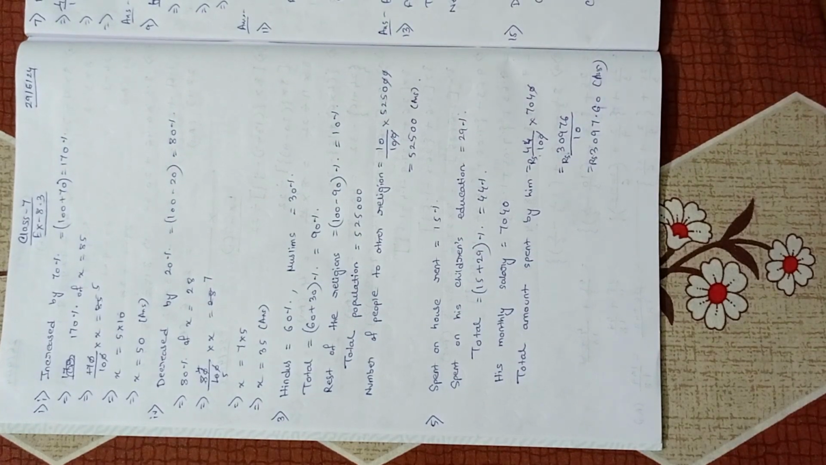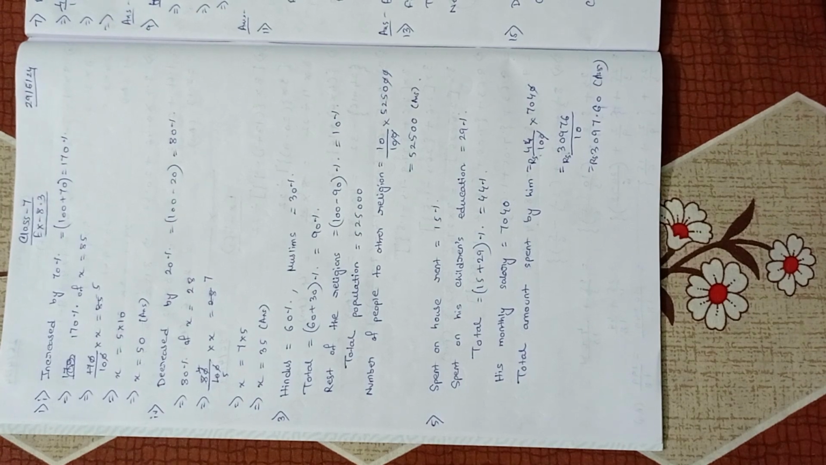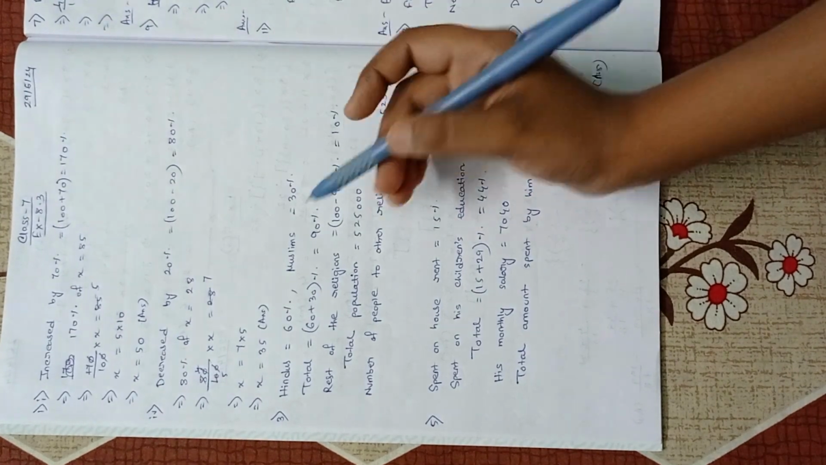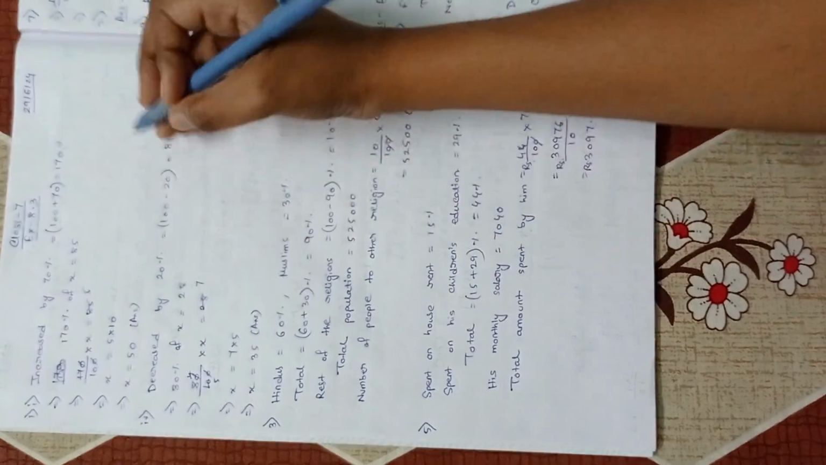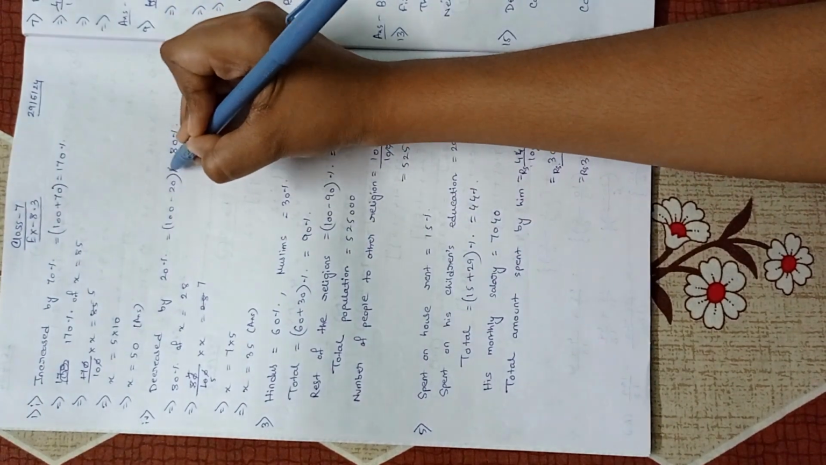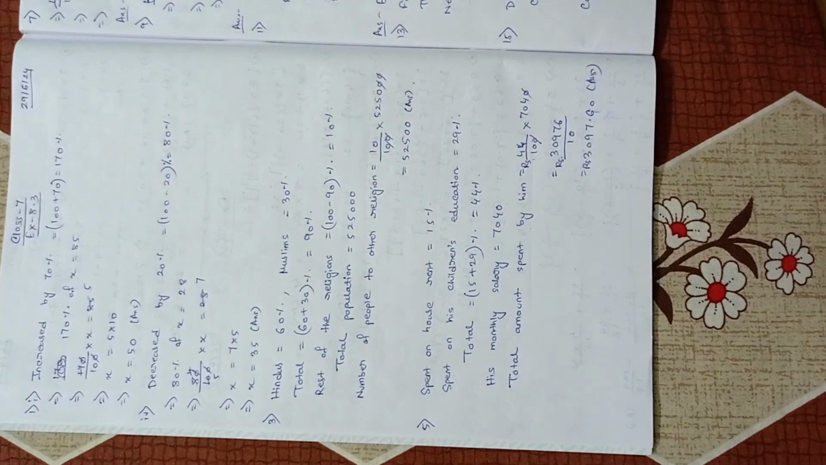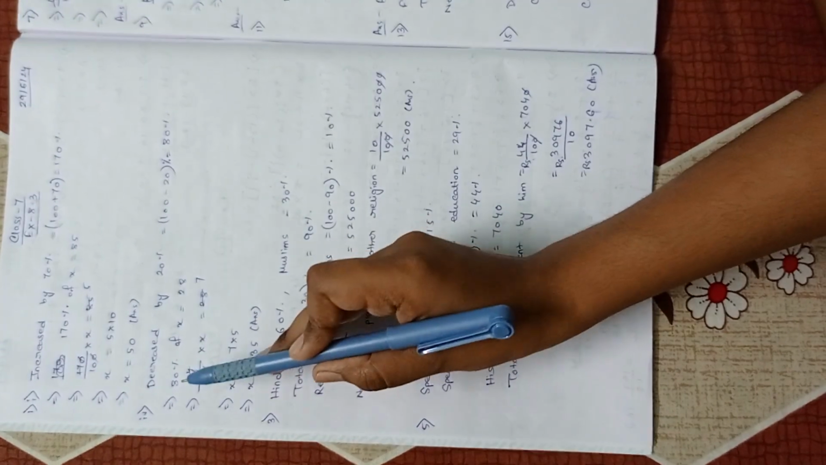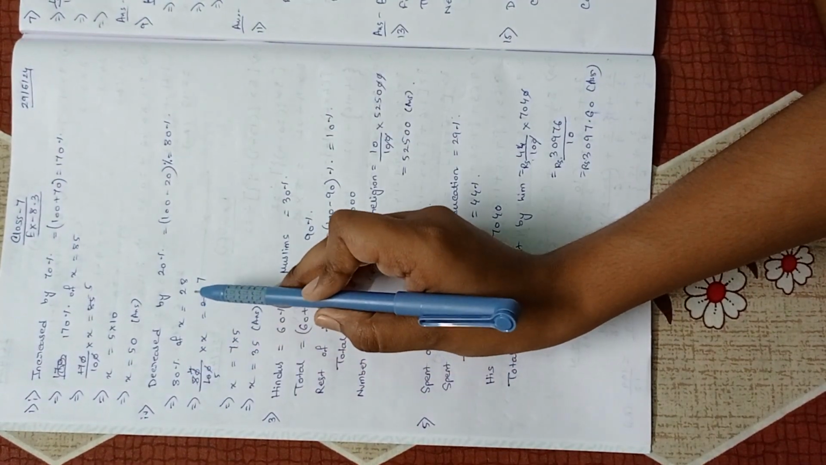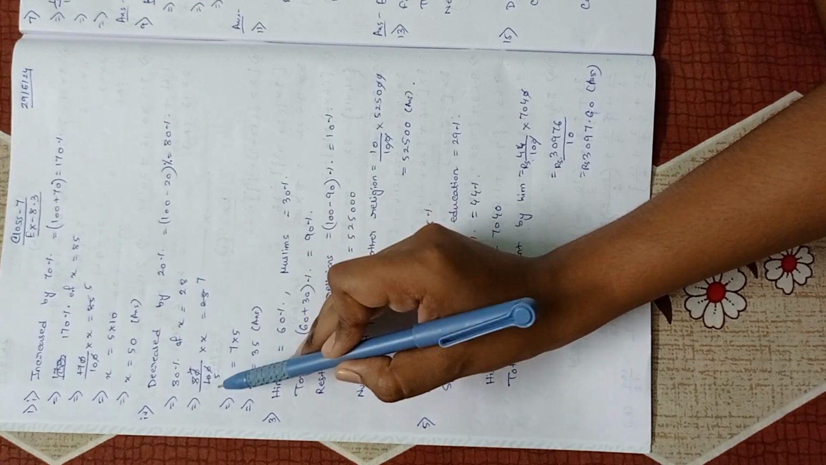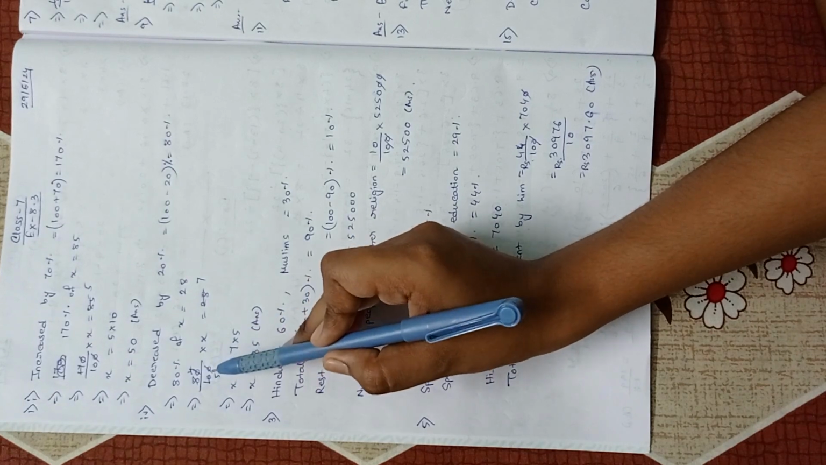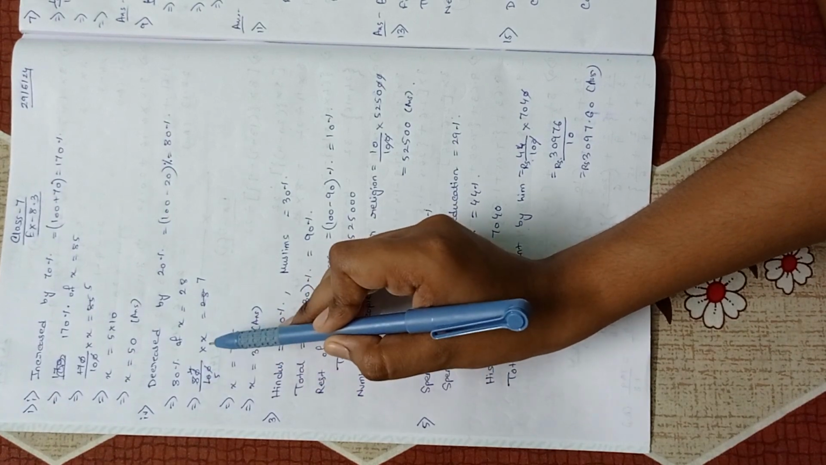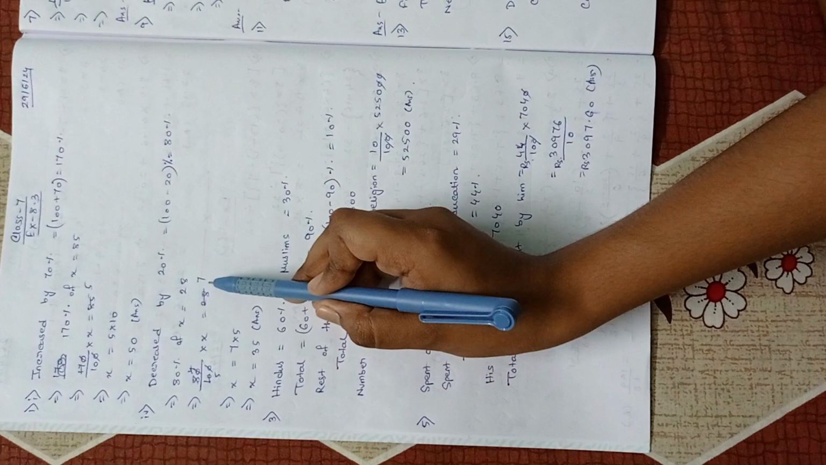Next, number 4. When decreased by 20% it becomes 28. Okay. That means decreased by 20%, 100 minus 20 percentage. That means 80 percentage. Okay. And 80 percentage of x is equal to 28. Again percentage meaning is by 100. 80 by 100 into x is equal to 28.